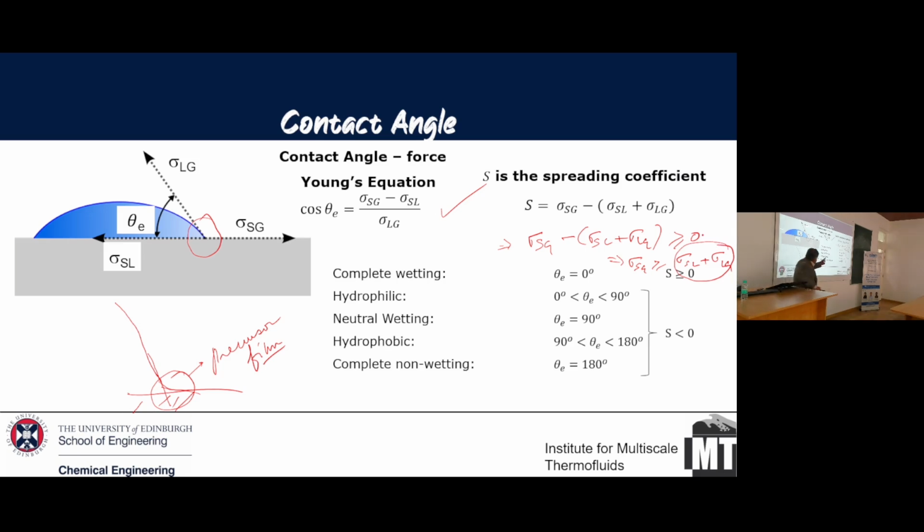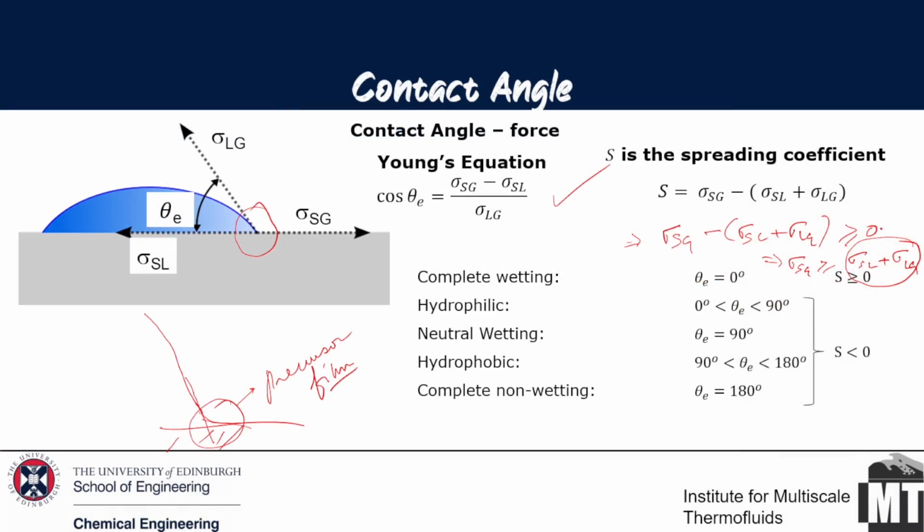Whenever you have that, the sum of sigma Sl and sigma Lg is smaller than sigma Sg, and this is going to be spreading. This is the minimum energy requirement, so that is when your liquid will spread. In an ideal case, it should spread infinitely, but it doesn't, of course. It's a complete wetting phenomenon. So that is just the energy argument.